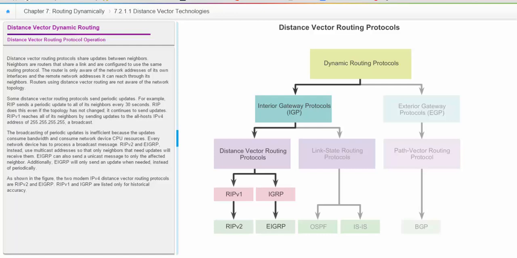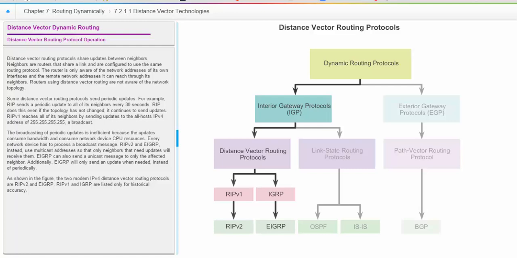With RIP v1, it reaches all of its neighbors by sending updates to all the host IPv4 addresses of a 255.255.255.255, which is called a broadcast. And the broadcasting of the periodic updates is inefficient because the updates consume our bandwidth. So the more bandwidth we use, the slower our network can be.